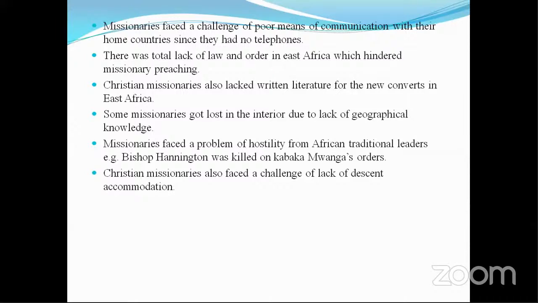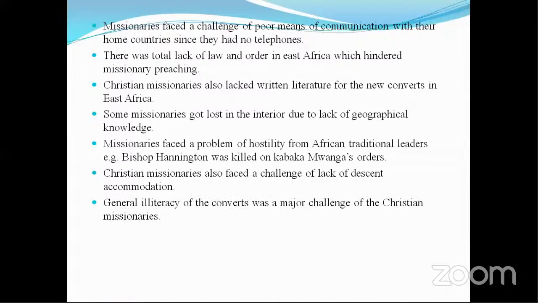You understand? So they faced this hostility from these African leaders. There is this other point here, that Christian missionaries also faced a challenge of lack of decent accommodation. Indeed, this is very true. At the time, they didn't have good houses. They had wooden houses. You understand? And of course, wooden houses could even be taken by floods. So decent accommodation was such a big problem to the missionaries in East Africa.